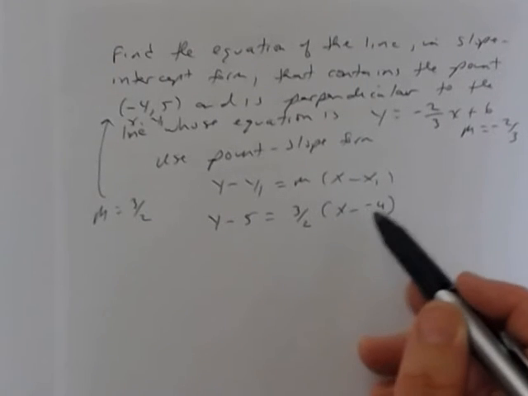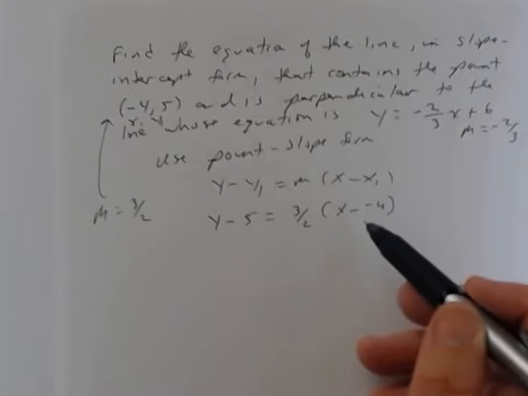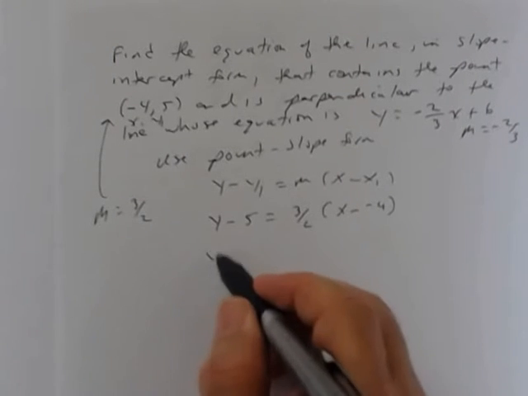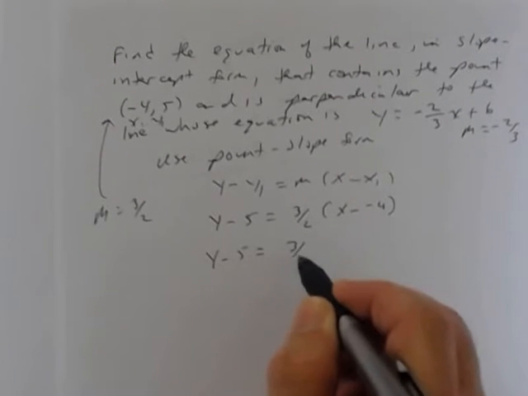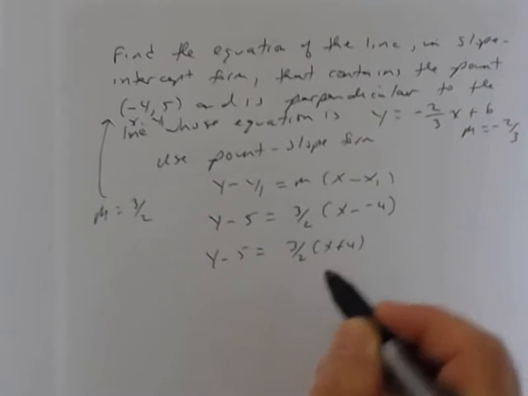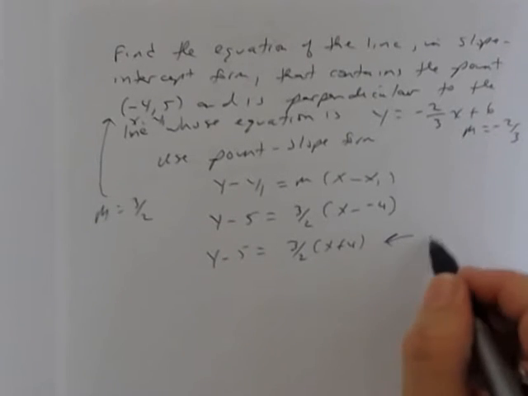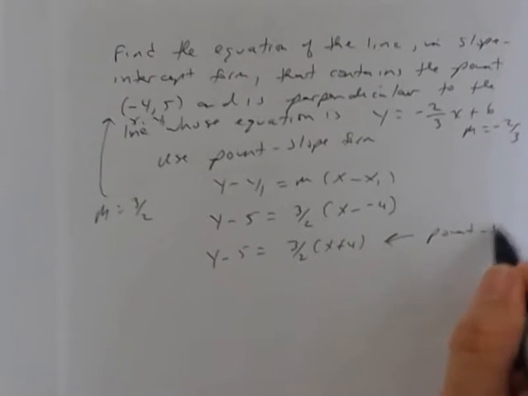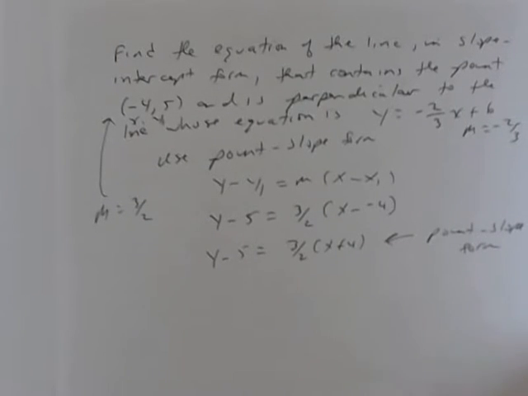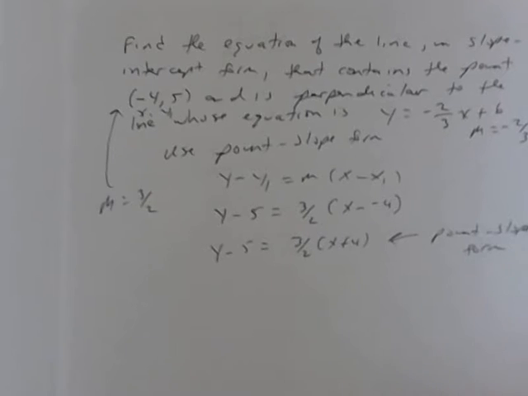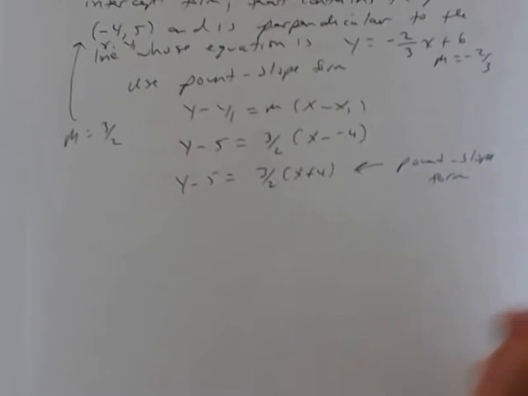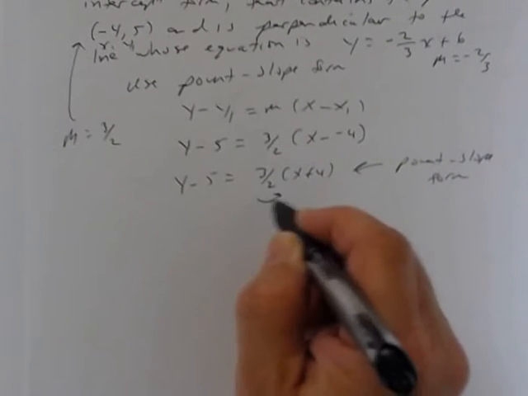All right, now you need to go ahead and rewrite x minus negative 4 as x plus 4. You have to do that. So that becomes x plus 4. And now, remember, this is now point-slope form right here. Okay, now you want to write it in what form? Slope-intercept. So let's distribute first.